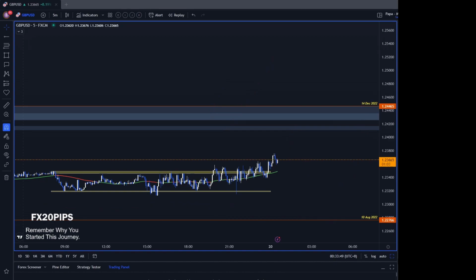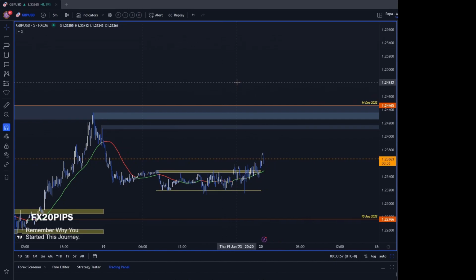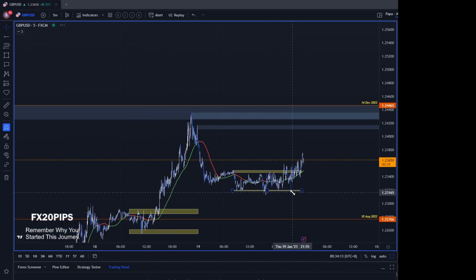Which one is possible? Any one of them is possible. Remember, we can only give ourselves as many possible scenarios as possible and then trade accordingly, looking at the candles when it comes around here and comes around here.